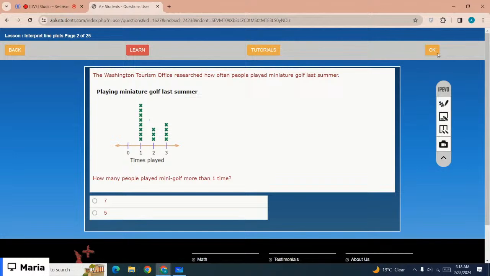The Washington Tourism Office researched how often people played miniature golf last summer, right? How many people played mini golf more than one time? More than one means you need to count the x that are in the columns 2 and 3, right? Because more than one means the numbers that are greater than 1. So the greater than 1 are 2 and 3. So you have to add, that is 1, 2, 3, 4, 5, 6, 7. So the correct option is 7.